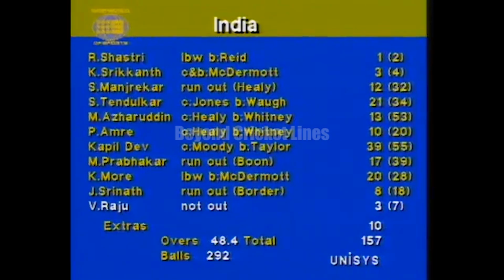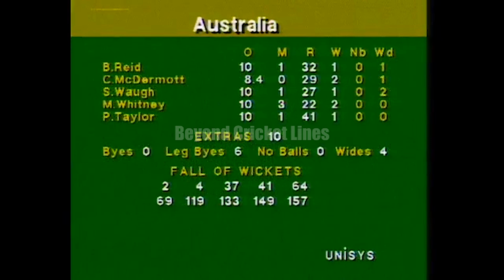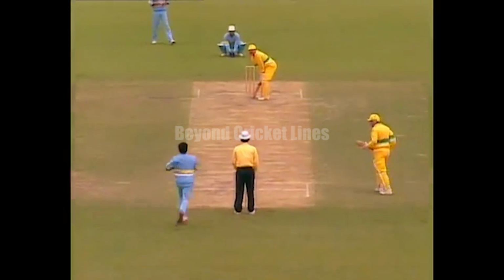So some good bowling from Australia, restricting India to 157. Kapil Dev the top score with 39. From the bowling side of things, well, 2 wickets to Craig McDermott, 2 for 29, and some good support from Mike Whitney, the big left-armer, picking up 2 wickets as well. Australia need 158 at a run rate of 3.16 per over. We join play with David Boon facing Kapil Dev.